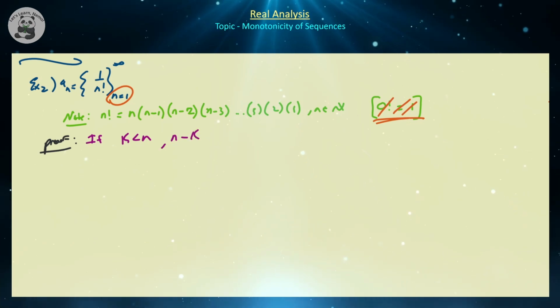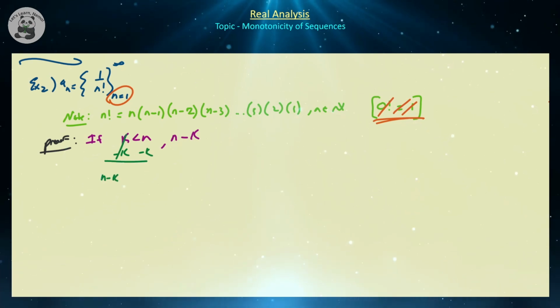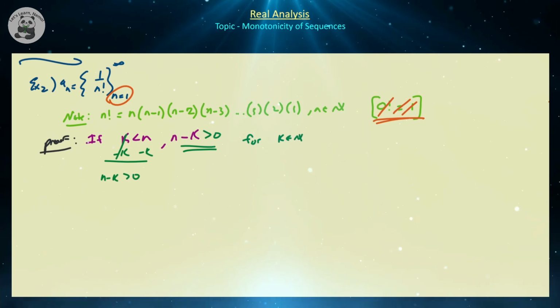Is this going to be a positive or a negative number? So if k is less than n, then practically all we need to do is subtract k from both sides, and we see that n minus k is always going to be a strictly positive number. And that's obviously true for k in the set of natural numbers where k is less than n, right? So if that is the case, then what exactly do we have?